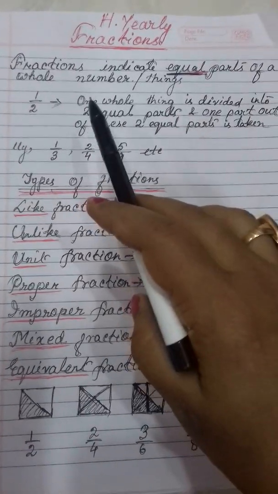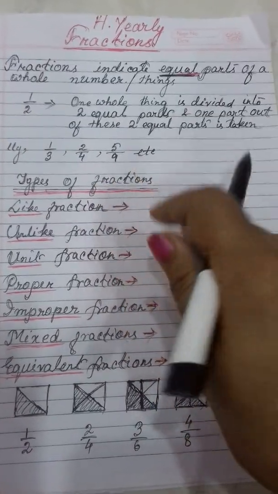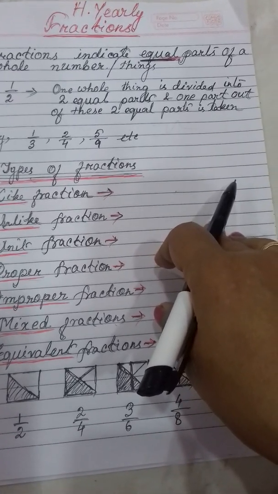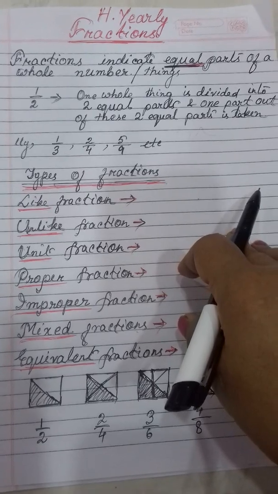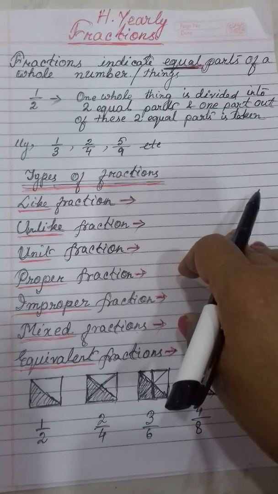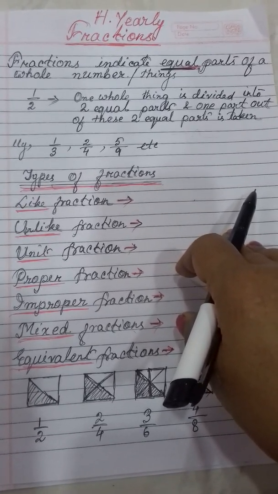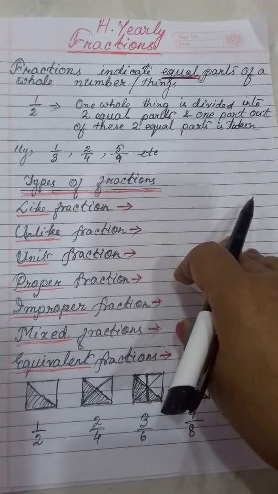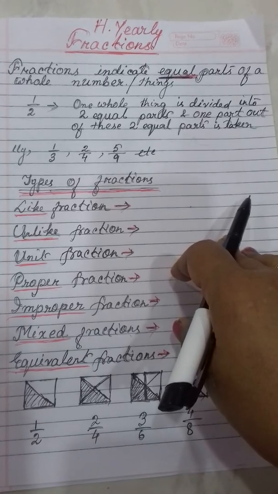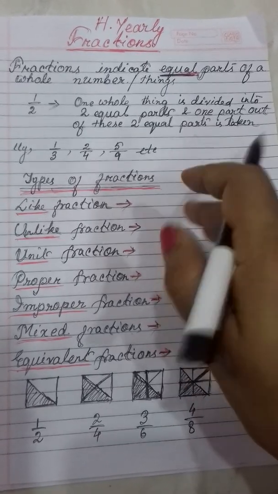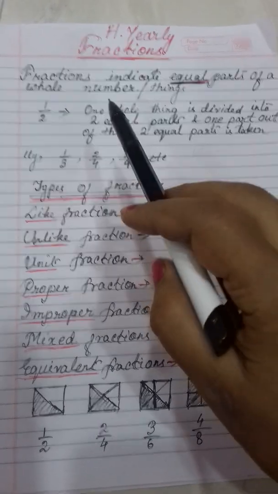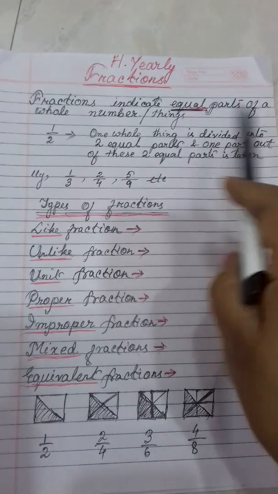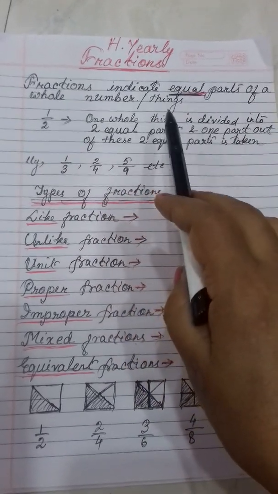Now what is fraction? I think this chapter is already known to you all. In class 5 you all have done it. Clear? So let's recall your memory. How much you have remembered that what is fraction? Whether your concept is clear or not. Okay? Now fraction means fraction indicates equal parts of a whole number or things.